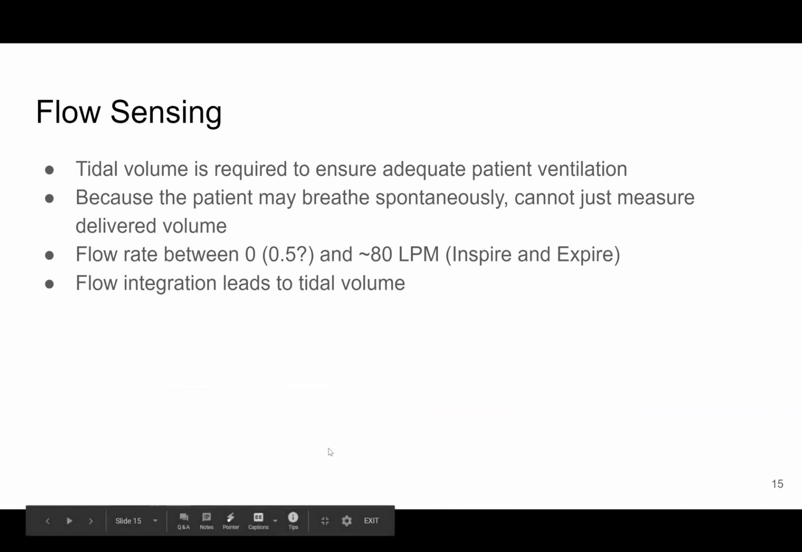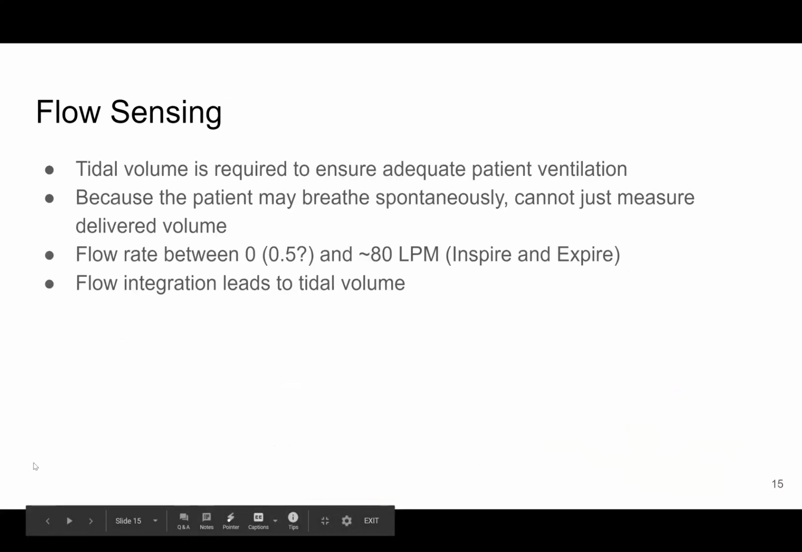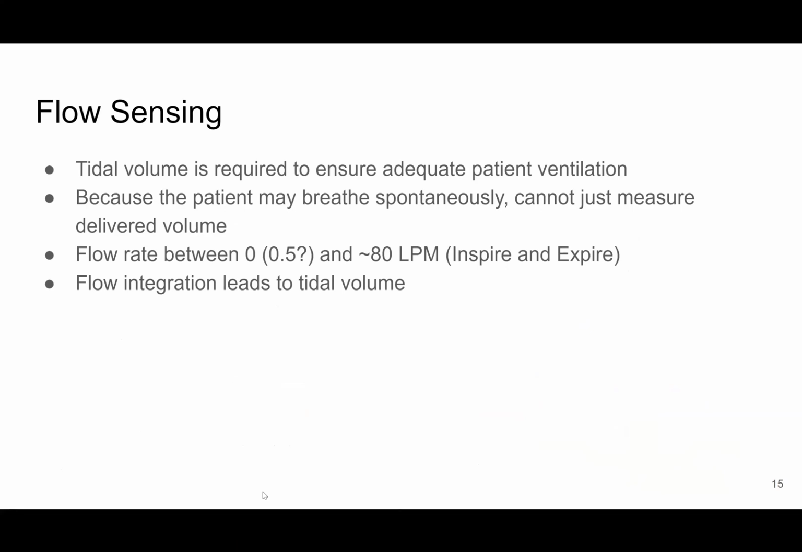Yeah, and I think there's already a flow sensing channel. I think a couple of people in here have participated in that. There's some historical data. If you guys join that, it's hashtag flow sensing. And then as well, this is going to become a larger focus area for us, trying to nail down a strategy here. But in general, tidal volume is required to ensure adequate patient ventilation.